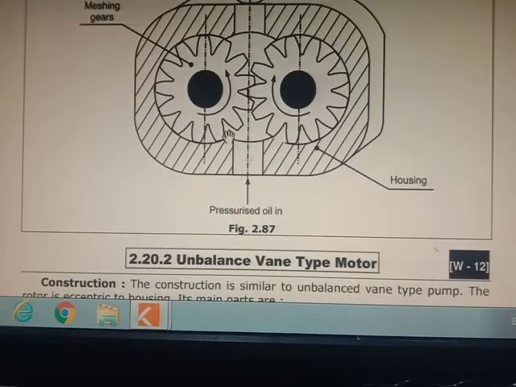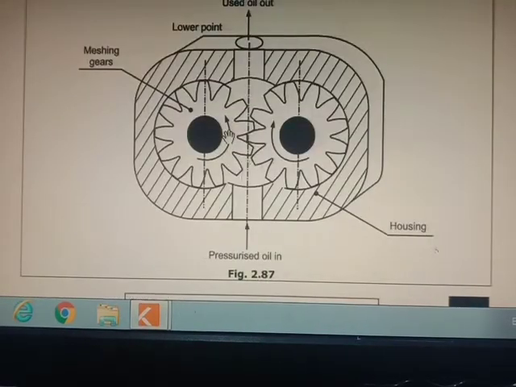The working of the internal gear motor is also the same. The gears will only be meshing internally, but the construction and working will be similar. From one port the high pressure oil will come, rotate one gear, and that gear will rotate the other gear, and due to that you will get the rotary motion. Therefore these are known as rotary actuators.